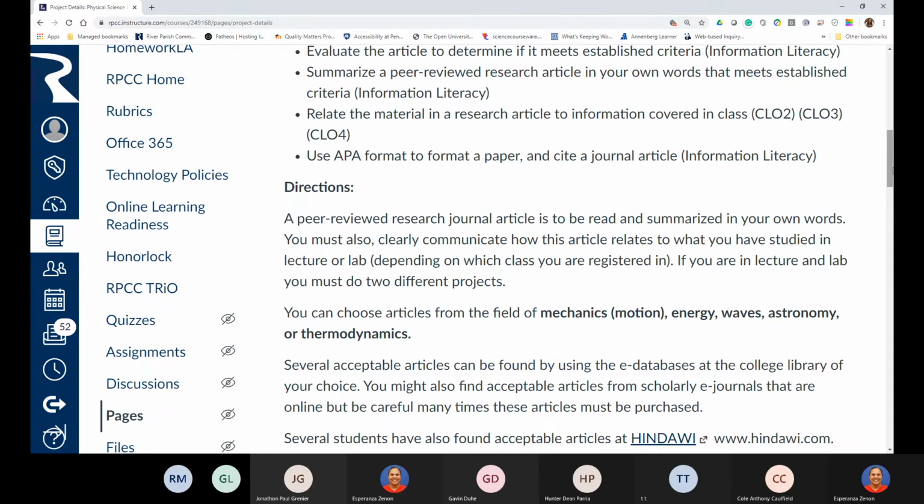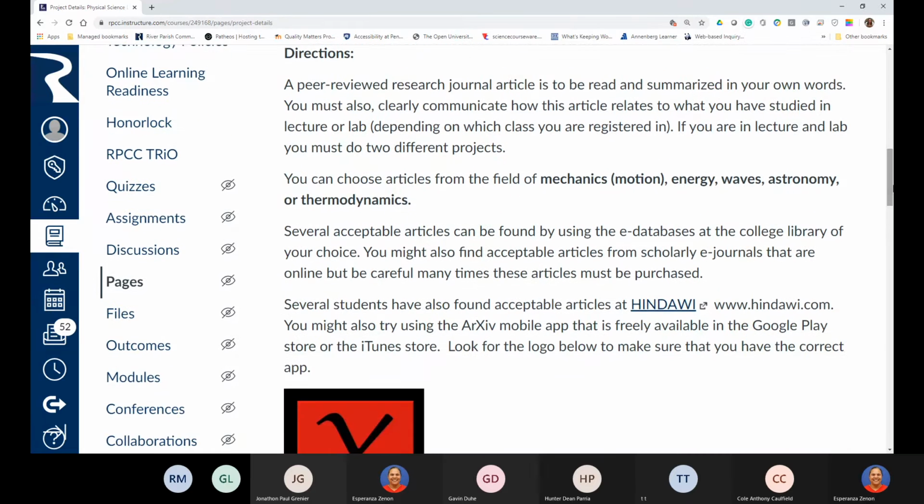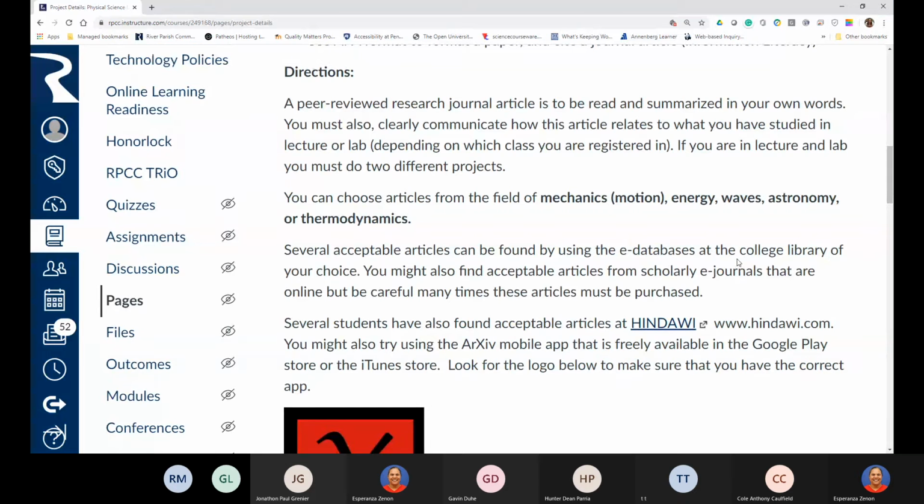Okay. And then the last thing you'll do with this project is focus on, it's kind of an introduction to APA format. Okay, just some minor things to expose you to APA format. Okay, and we'll talk about that later, because knowing APA format is not going to help you find the article. So let's talk about the article and how you find it. All right, so it says a peer-reviewed research journal article is to be read and summarized in your own words. So this peer-reviewed research journal article, that's the key. All right.